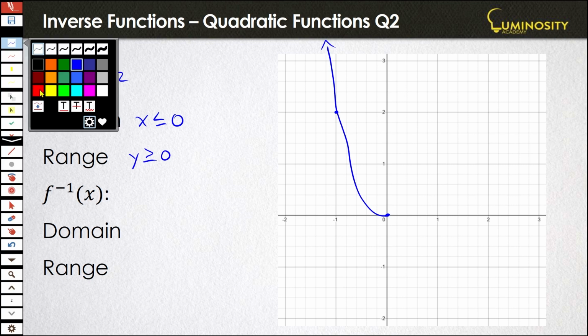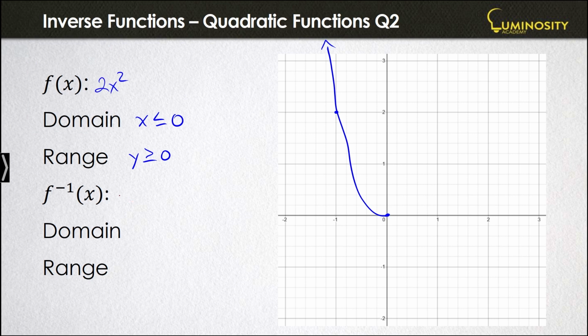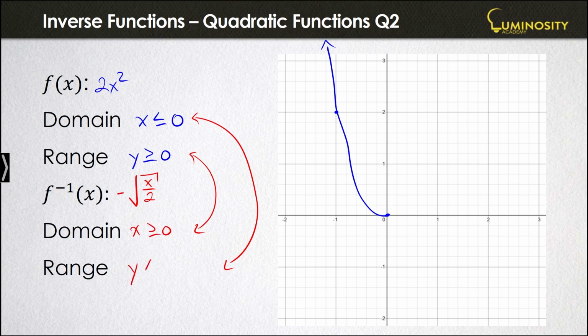So now let's see what that means for our inverse. So our inverse function was the negative square root of x over 2. And if you remember, our domain and our ranges swap when we do an inverse. So our domain should be x greater than or equal to 0, and our range should be y is less than or equal to 0.